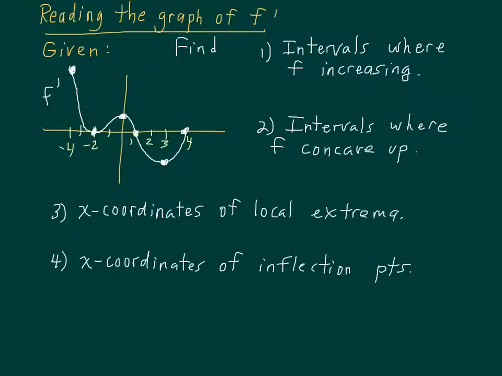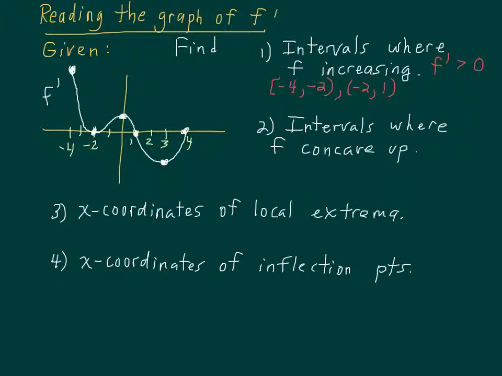Alright, so first question, we're looking to find the intervals where f is increasing. Well, f is increasing where f prime is greater than 0. So on our f prime graph, we're talking about where it is above the x-axis. Well, the intervals where it's above the x-axis would be from -4, we're including that -4, to -2, but not including -2 since it's right on the x-axis, where the derivative is equal to 0, and then again from -2 to +1, that would be another interval, okay, where our first derivative is greater than 0.